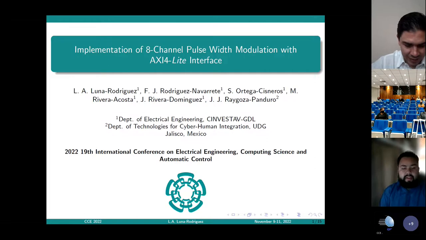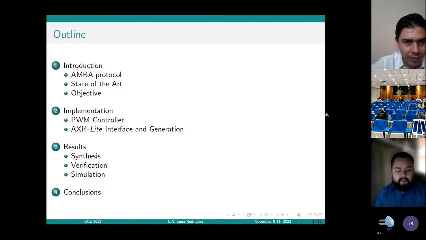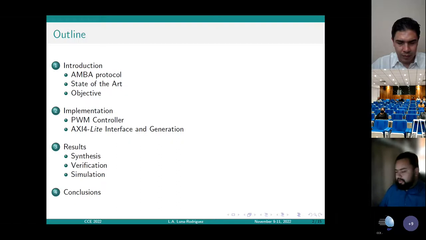Good morning, everyone. My name is Luis Adolfo Luna Rodriguez. I'm from the Department of Electrical Engineering at CINVESTAV, Guadalajara. I'm going to present our work titled Implementation of an 8-Channel Pulse Width Modulation with AXI4-Lite Interface. The outline of this topic is as follows. In the introduction, the theory of the AMBA protocol, state of the art, and the objective of the work will be explained. Then the implementation of the PWM controller and the generation of the AXI4-Lite interface will be presented. And finally, I will present the results and conclusions of the work.